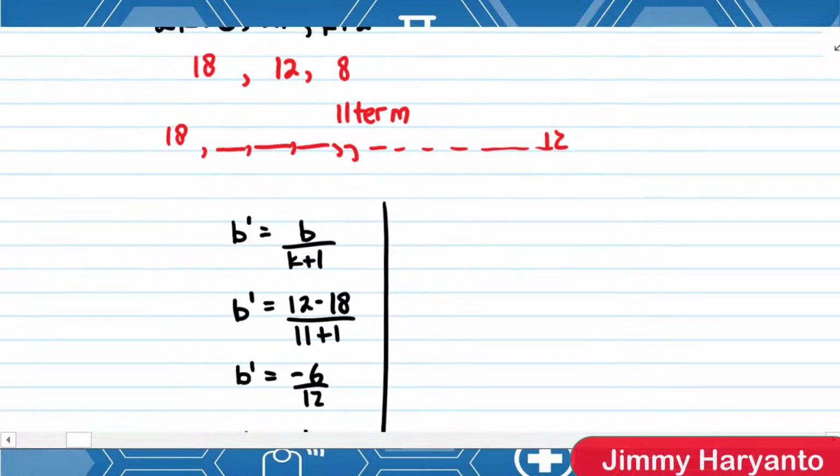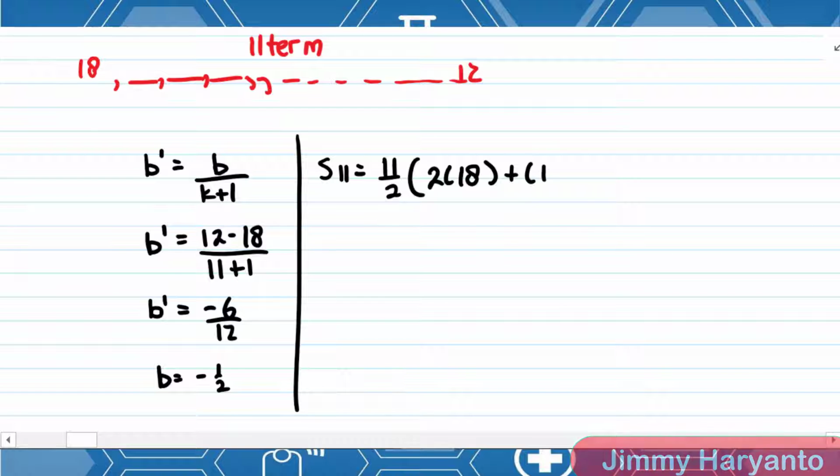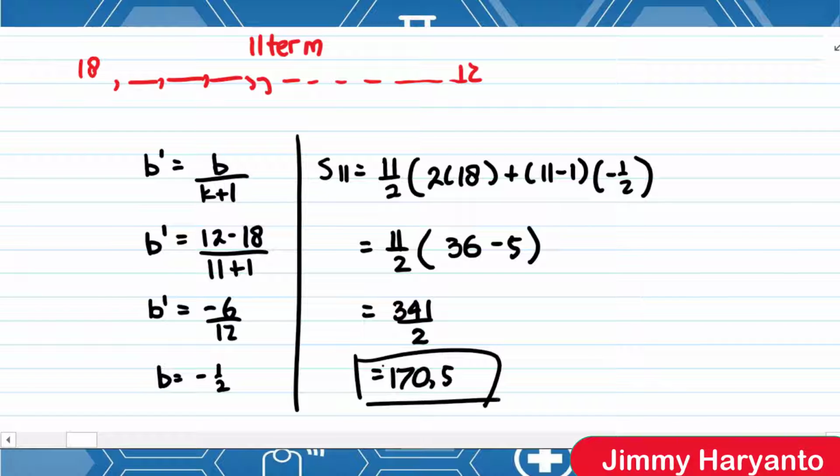After that, the question wants us to find the sum of the first 11 terms. So S11 equals n over 2 in the bracket, 2a, which is 2 times 18, plus 11 minus 1 times negative half. There you go. So the answer will be 11 over 2 times 36 minus 5, yes, 31, 341 over 2, 170.5. There you go. This is the first answer.